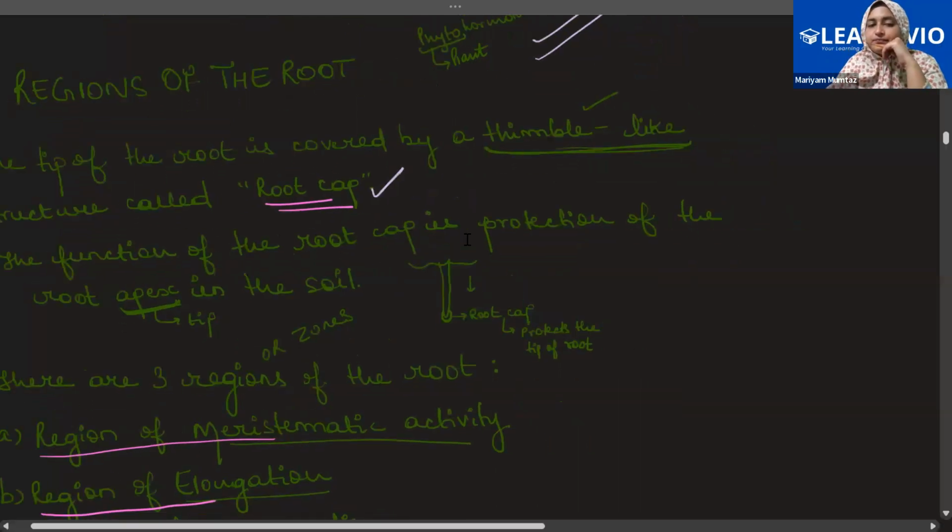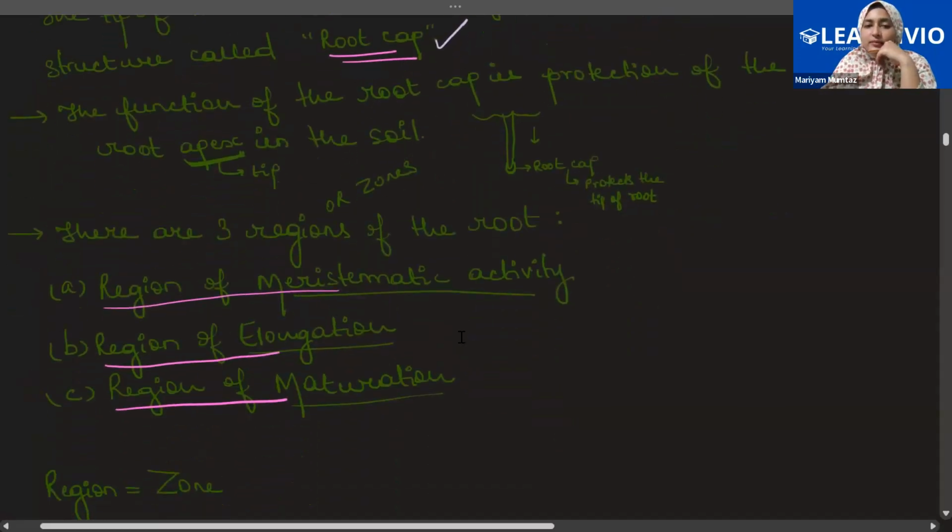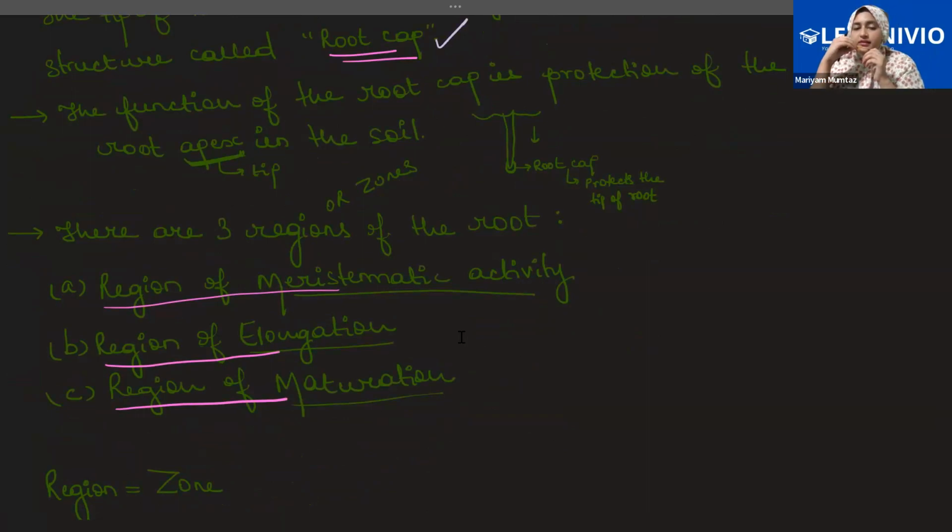Now, what is the function of the root cap? The function of the root cap is the protection of the root apex, meaning the tip of the root has to be protected. Obviously, if it gets damaged, how will water be absorbed, right? Since the roots are growing into the soil, they have to be protected, and that protection is provided by the root cap. Now, there are actually three zones present in the root. There is a zone that accounts for the meristematic activity, the region of meristematic activity.